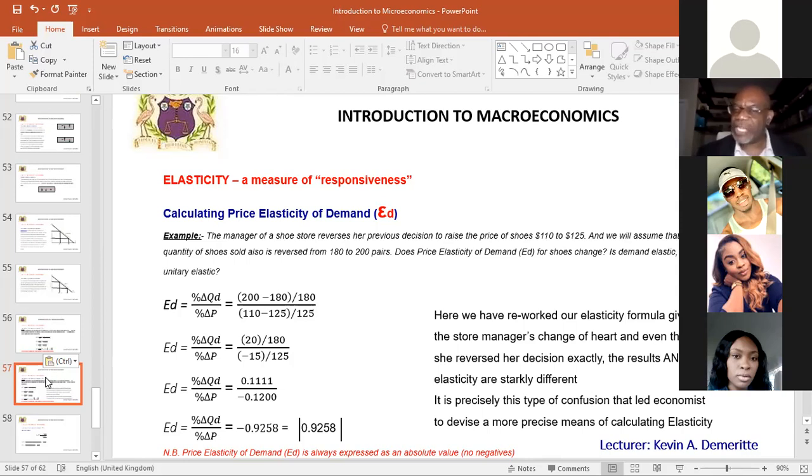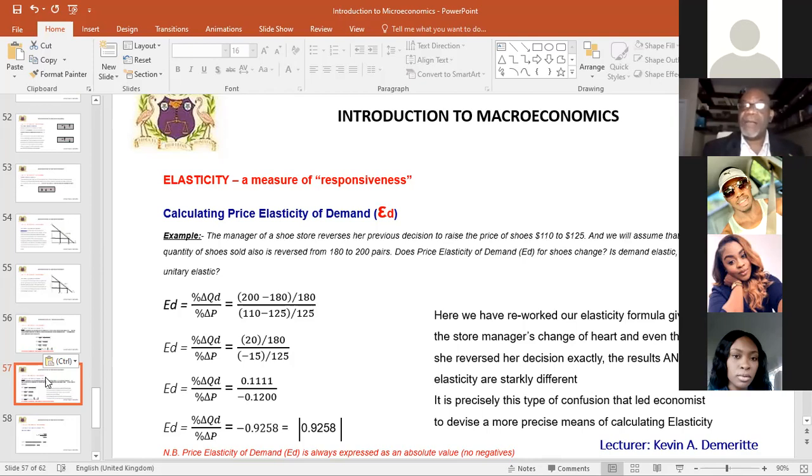And that's the issue that we have with this way of calculating elasticity. I get it. We're saying, okay, yeah, it's supposed to be the same. You went up $15, you came back down $15. Your sales fell 20, your sales now return 20. I mean, it should be the same.